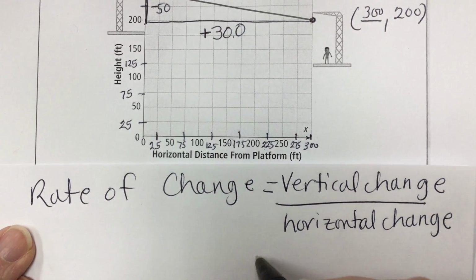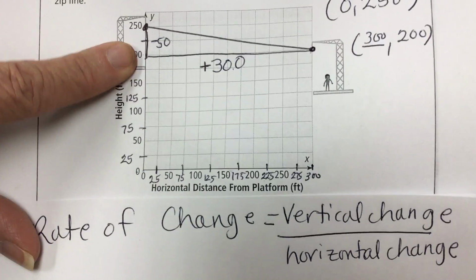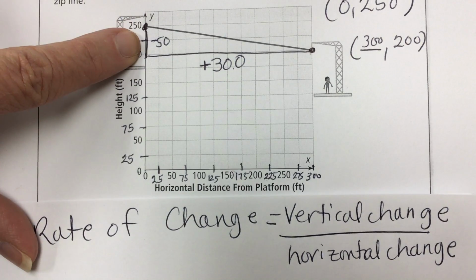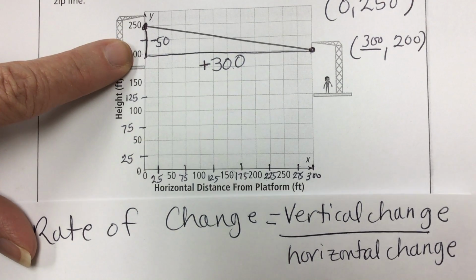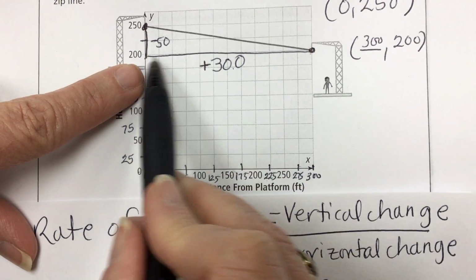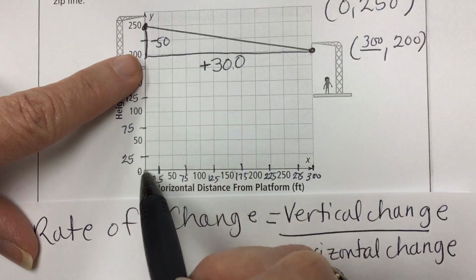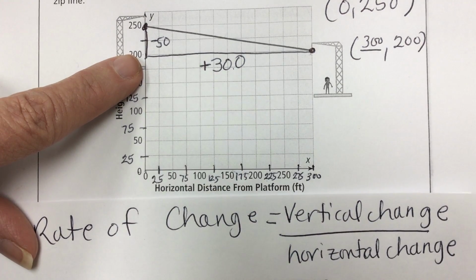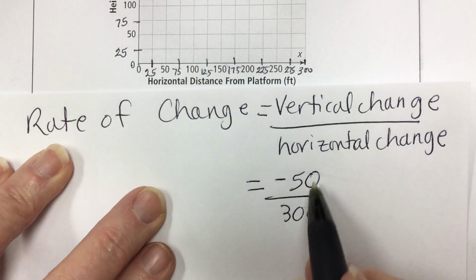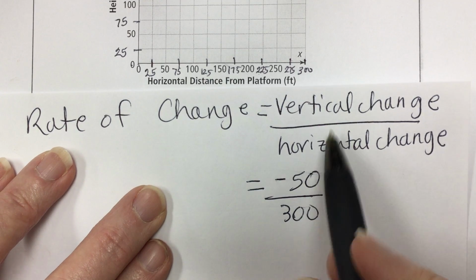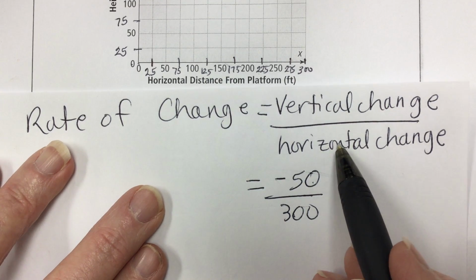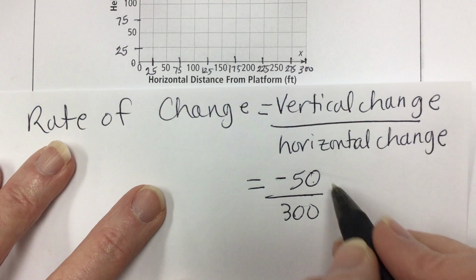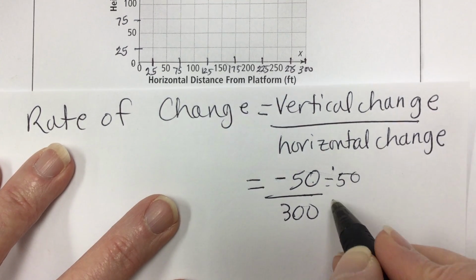So your vertical change, you went down, your vertical's up and down. So you had a vertical change of negative 50. You had a horizontal change. You went from 0 to 300. So I have negative 50 divided by 300. Vertical change was negative 50. Horizontal change was 300. Now, I can divide each one of those by 50.